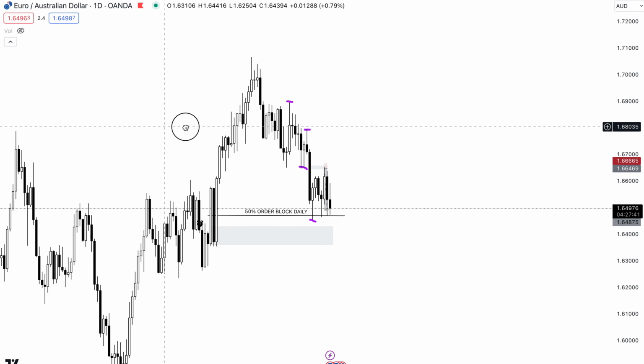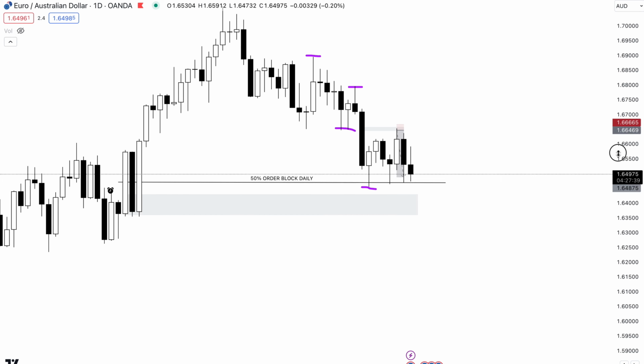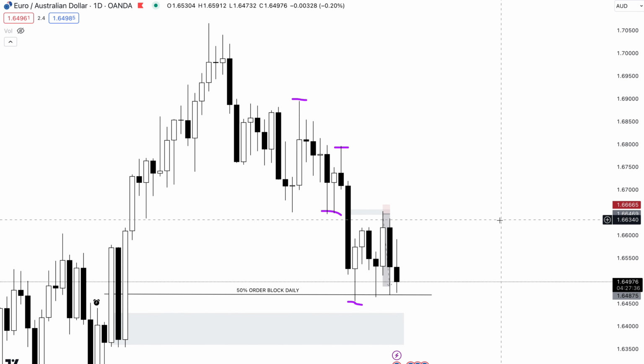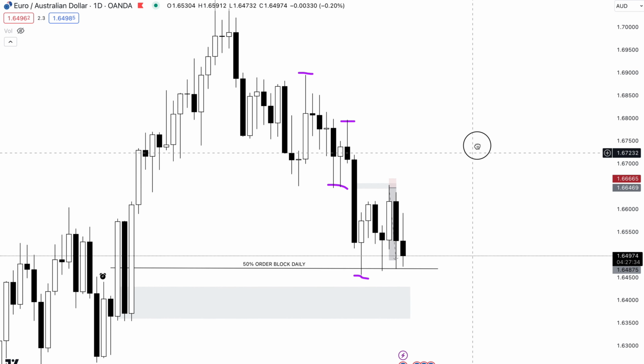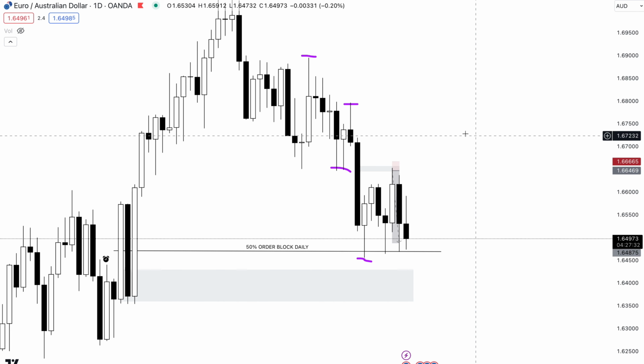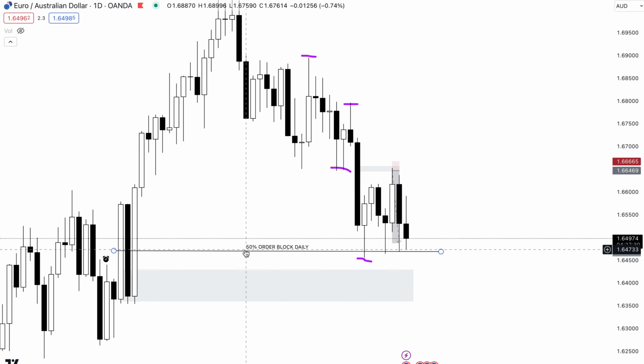That's the only indicator I use, the volume, because it's the only really legit indicator I like. Other indicators work too for other people, but I like volume. I just like seeing the raw data of money flow and capital flow. And so this is the 50% order block. This is how I take order block trades.